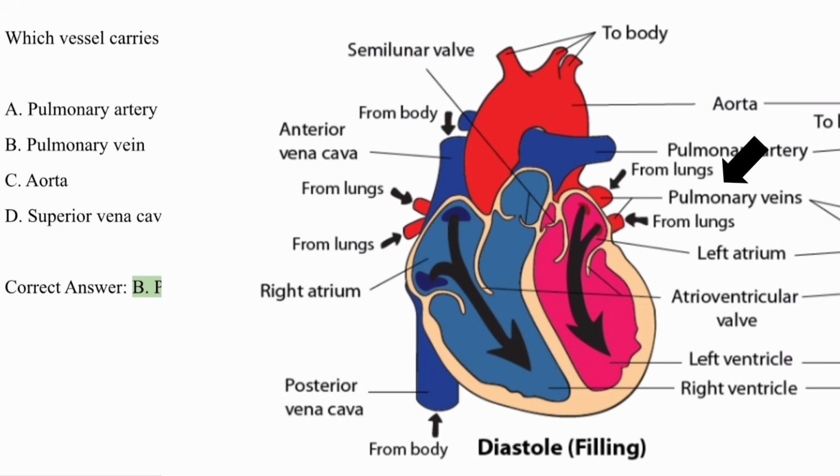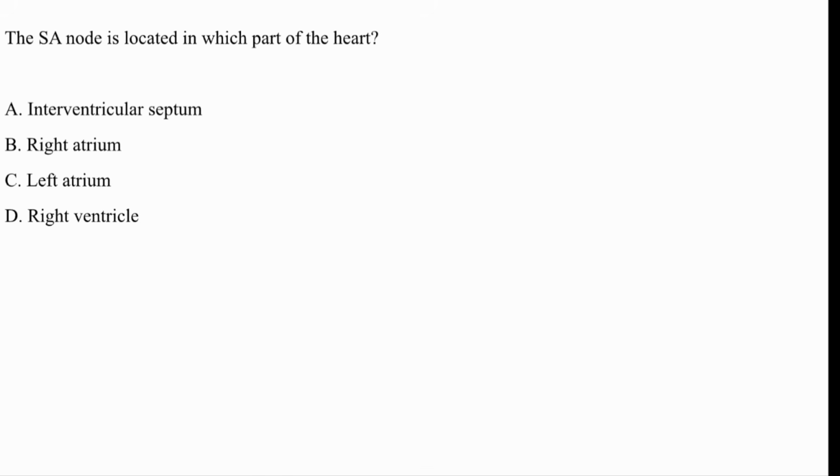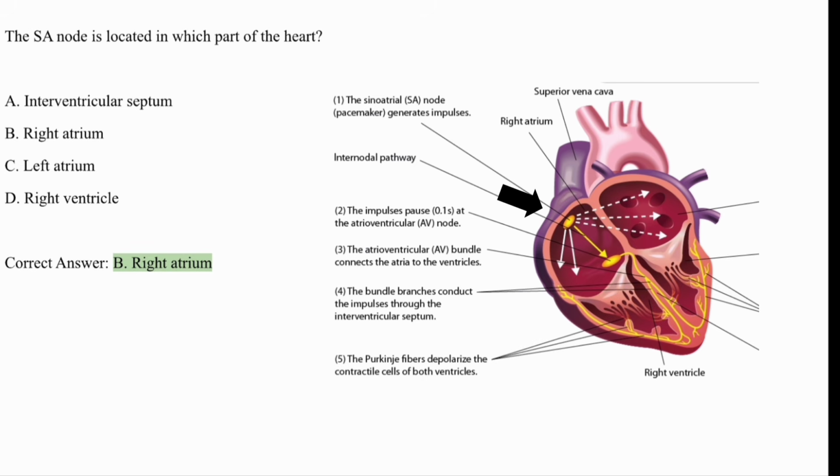Okay. Next question. The SA node is located in which part of the heart? Option A, interventricular septum, option B, right atrium, option C, left atrium, and option D, right ventricle. The right answer is option B, right atrium.